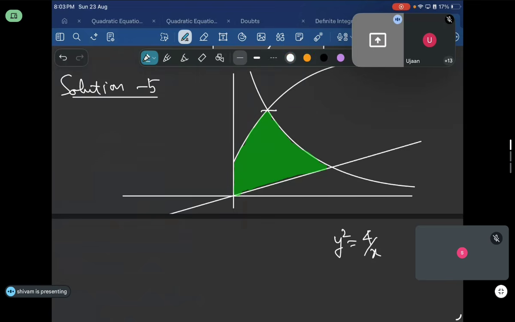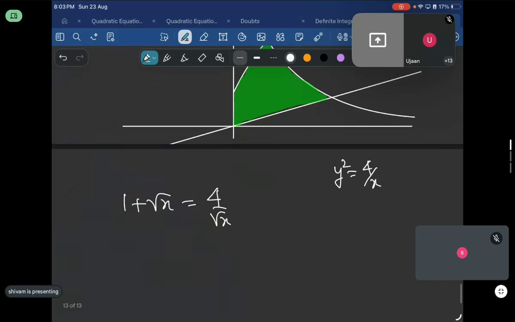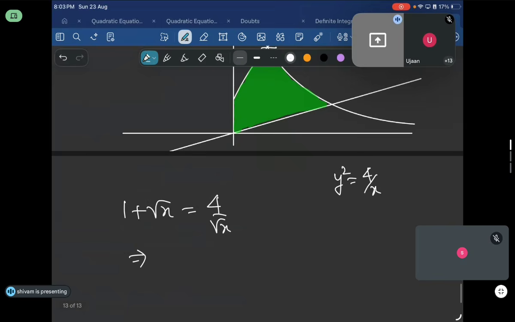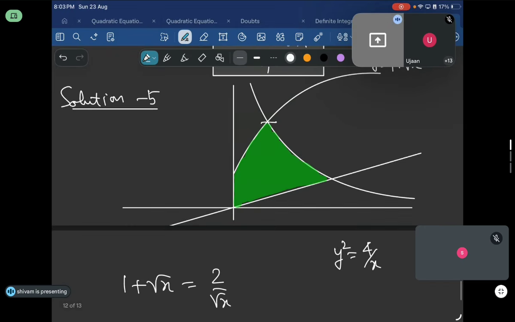Let us find out the coordinates of this point. This is the intersection between 1 plus root over x and the hyperbolic graph. That means 4 by root over x. So from here, what is the value of x? Tell me. What was it? 2 by root over x, right? So I think x equal to 1 will satisfy. So this point is x equal to 1 and y equal to 2.